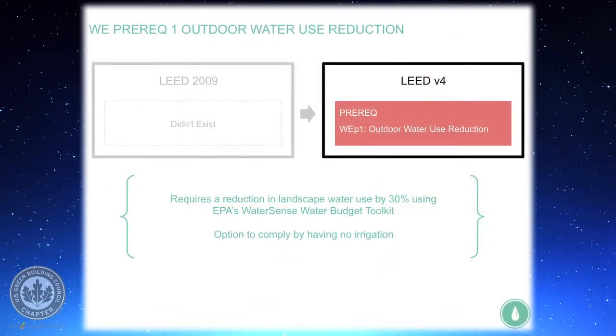So here we've added a new prerequisite for outdoor water use reduction. We're relying on the EPA's WaterSense water budget tool, so projects need to show a 30% reduction in their outdoor water use based on a calculated baseline number, or simply comply with the prerequisite by having no irrigation on site.